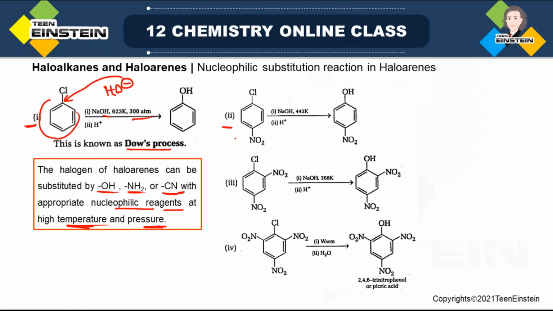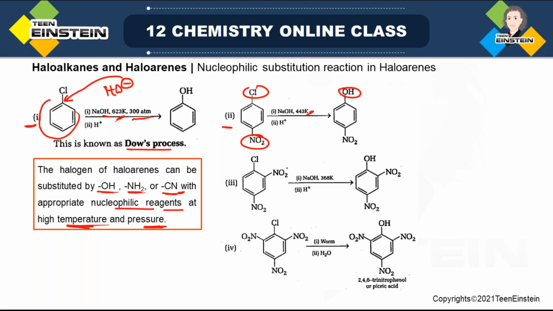Look at reaction number two. Now it is not a simple benzene ring. One NO2 group is already there, right? That means compared to the first reaction, in the second reaction it will be a comparatively facile process. Now compare the temperature, it is 623, but in this case it is 443. So now it is decreased. That means a less drastic condition will be okay, and Cl is replaced by OH.